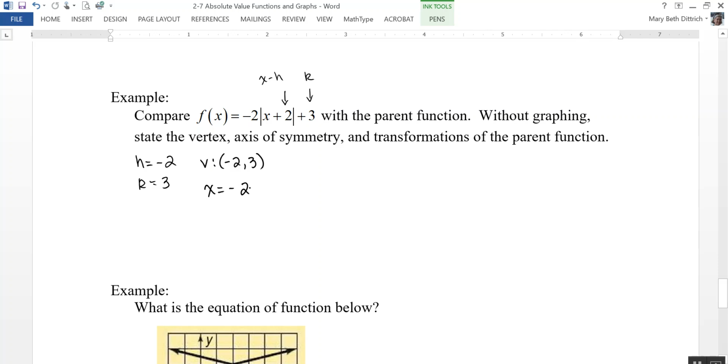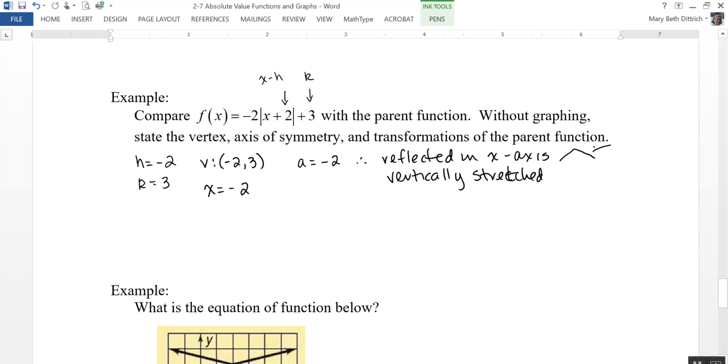And now let's talk about the transformations. Notice a is equal to negative 2. This means it's going to be reflected in the x-axis, which means it's going to be going down like that. And it is vertically stretched. And the slope of this side right here is going to be negative 2.